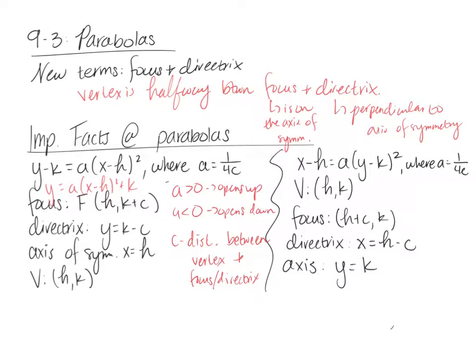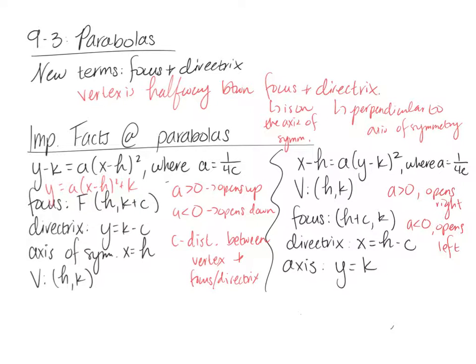Okay? The new one you might not have seen as much last time is x minus h equals a times (y minus k) squared. All right, the biggest difference here is that now we're no longer opening up or down. Instead, our parabola opens right or left. And it opens right when a is greater than 0 and opens left when a is less than 0. Okay, so now the parabola is turned on its side.